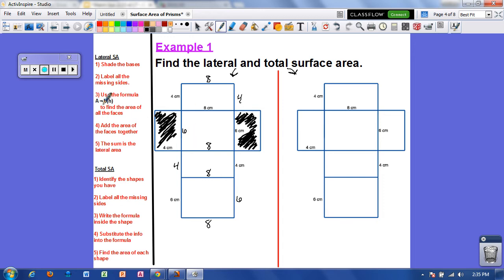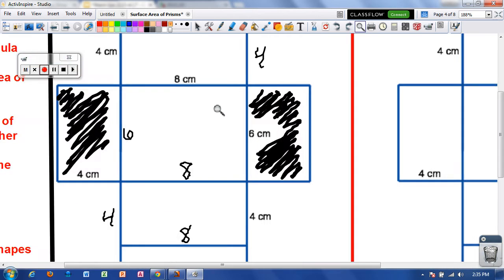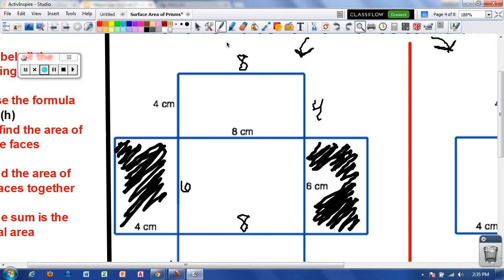Okay, now I want to use the formula area equals base times height and find the area of the faces. They're all rectangles, so that's why we use area equals base times height. Now I am going to zoom in here. Okay, so area equals base times height. In this rectangle, we have a base of 8, a height of 4. Area equals 8 times 4. So our area equals 32 centimeters squared.